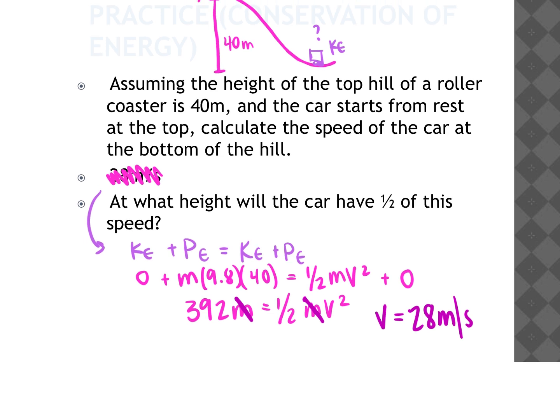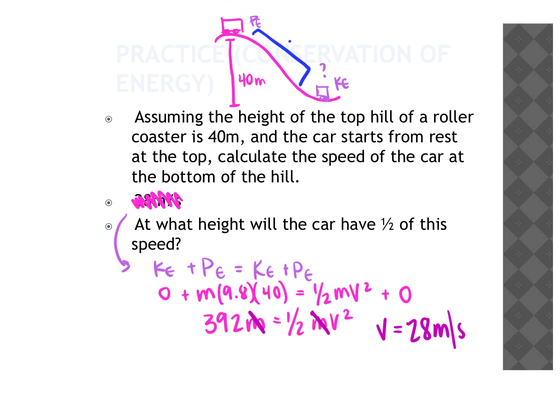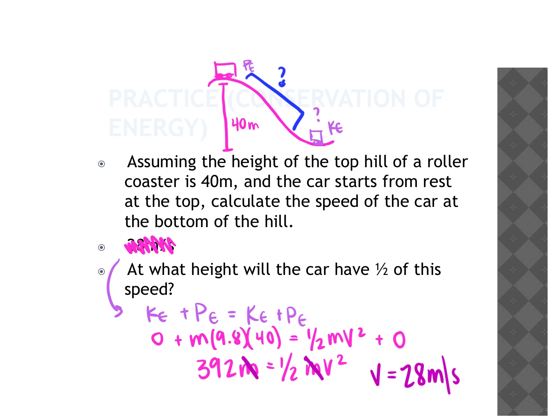So the next part of the question says, at what height will the car have half of this speed? So what's our prediction? Is it halfway down the hill? Yeah, halfway down the hill would be a fair prediction. So let's see if that comes out, okay? So now we're looking at establishing our roller coaster, not at the bottom of the hill, but at some point in here. We know it's going to be somewhere in the middle. We're not really sure where. But we know that at some point in the middle, what type of energy is it going to have? It's going to have both.